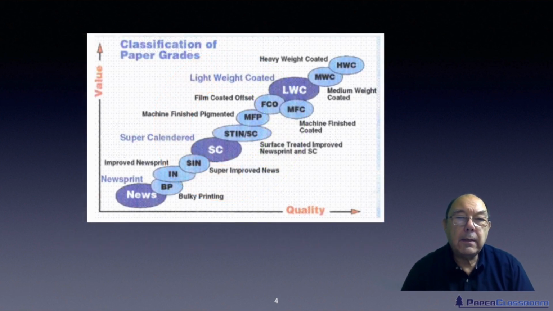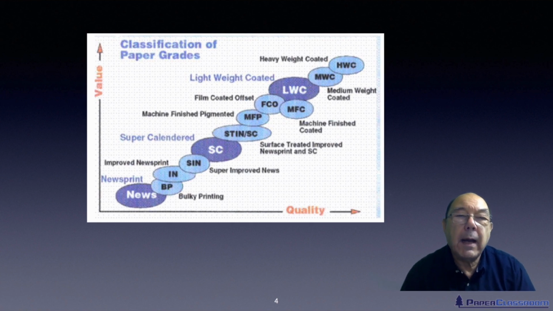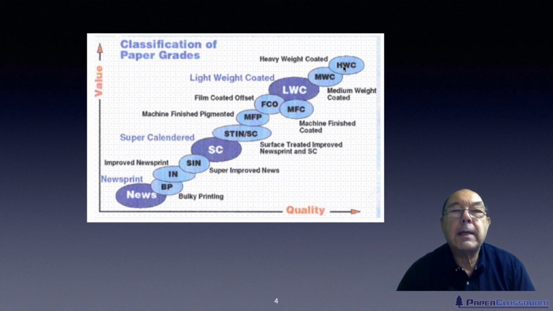If we look at the communication papers in a little more detail, this is the type of graph or chart that's made when people are looking for so-called gaps in the market. Originally, there were three types of papers produced in this sector. There was newsprint, super calendared papers, and lightweight coated papers. So in between here and here and here, there were the so-called gaps in the market that people filled with those grades.